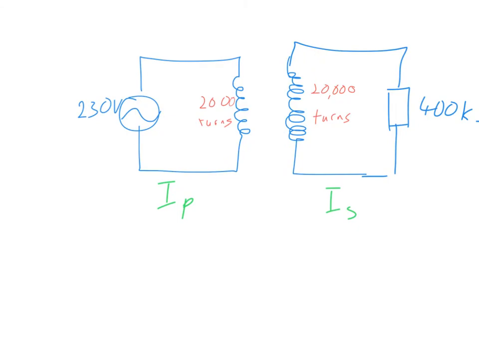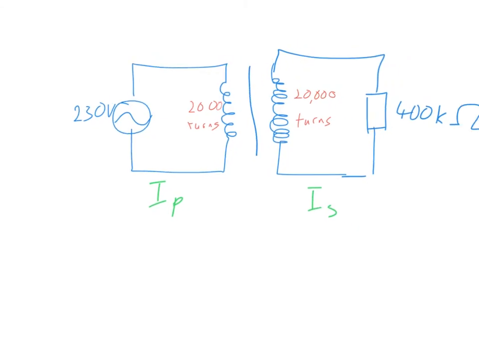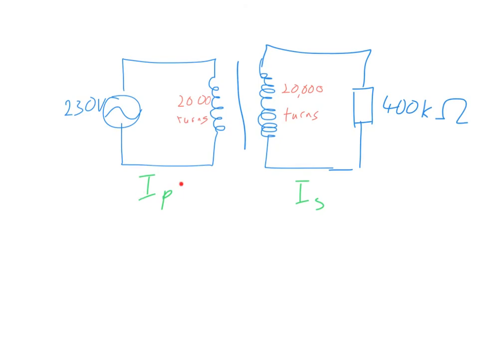So in question 10 we're given a circuit that has a transformer in it, and we're asked to find the primary current and the secondary current. Now, if we look at the primary part of the circuit, we know the voltage, which is 230 volts AC, but we do not know the resistance, so we can't figure out the current. If we look at the secondary part of the circuit, we know the resistance, but we do not know the voltage, so we also can't figure out the current there.